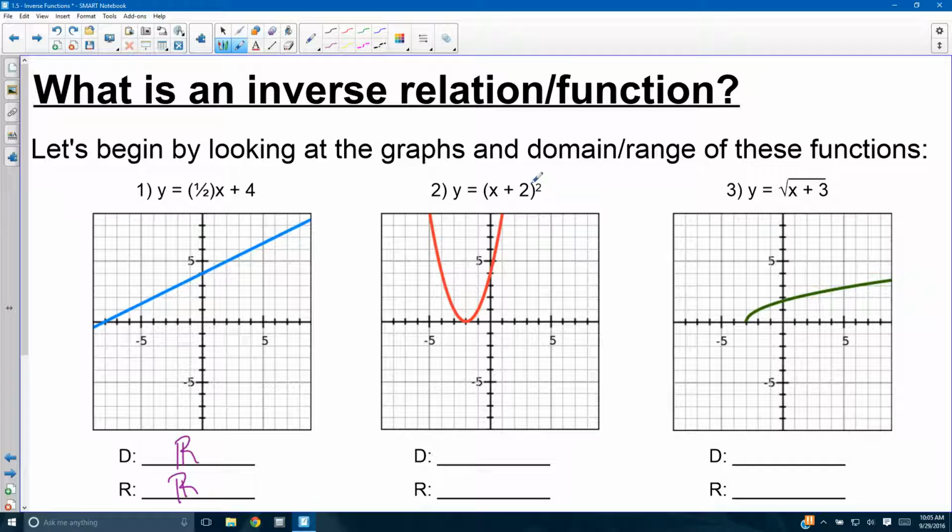Y equals x plus 2 quantity squared. If you want to look at this in vertex form truly, there's a 1 out there as the stretch factor, and your k value is 0. So our vertex is going to be at negative 2 comma 0. Okay, so we start there.